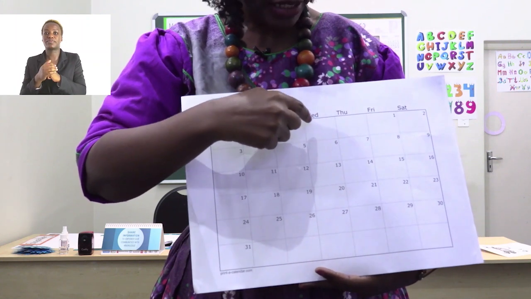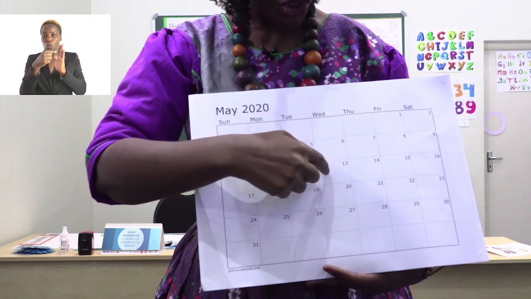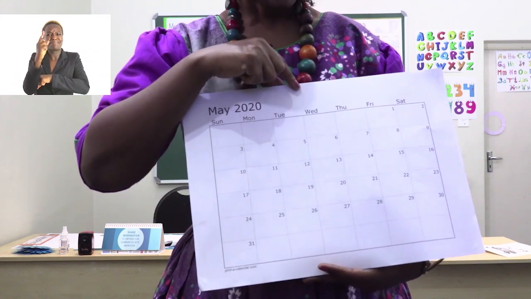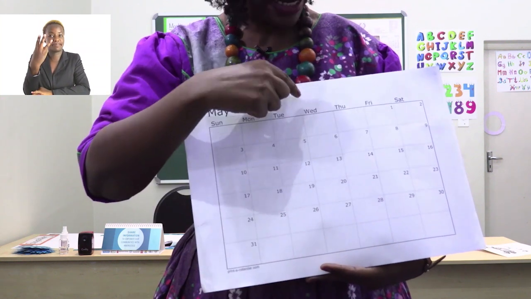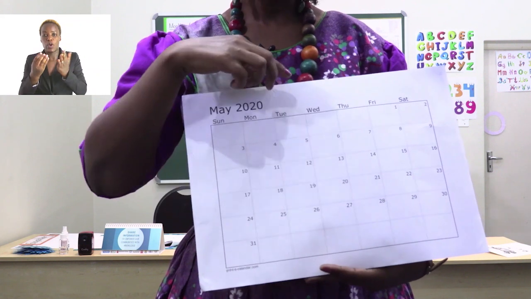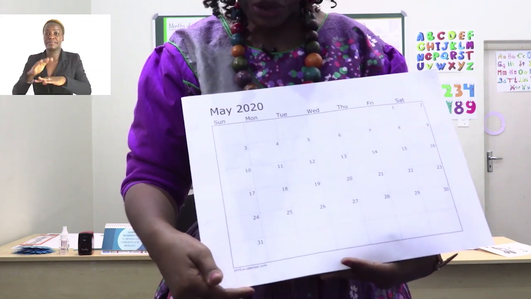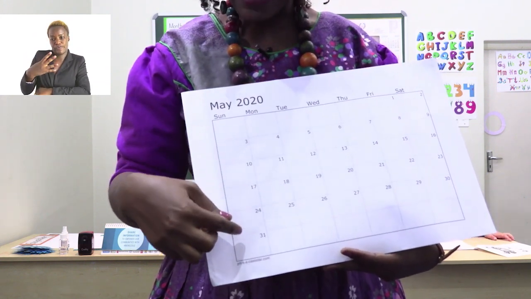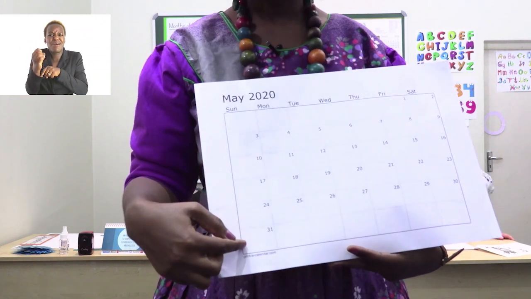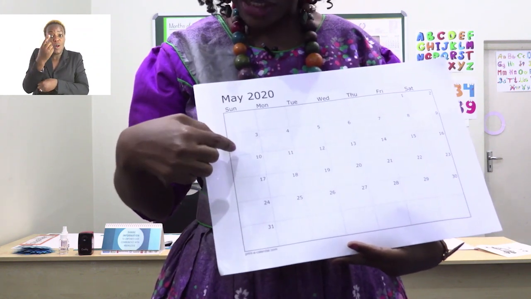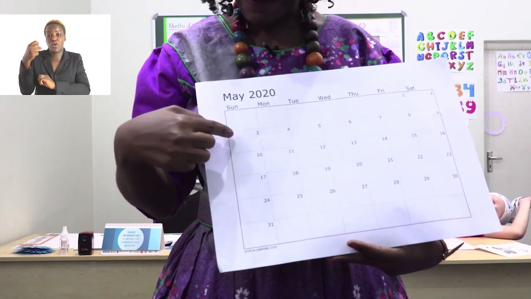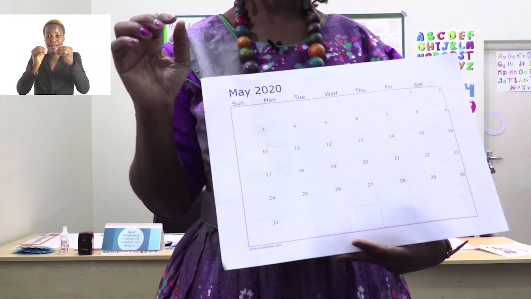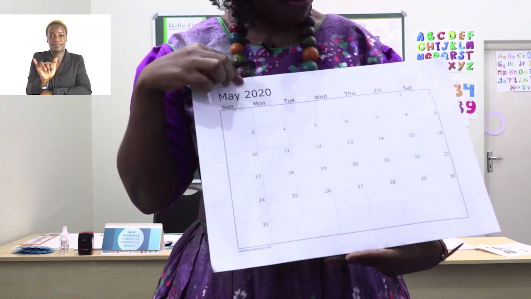We can always count the boxes. For example, 1, 2, 3, 4, 5, 6 boxes. We have 6 boxes, but it doesn't necessarily mean that we have 6 Wednesdays. We only count the boxes with the days in them. All right. For example, if we have to look at the Sunday of May, it has 1, 2, 3, 4, 5, 6 boxes. But how many Sundays do you think we have? We only count the boxes with the numbers in them. So we have 1, 2, 3, 4, 5 boxes with the numbers. So we have 5 Sundays in the month of May.